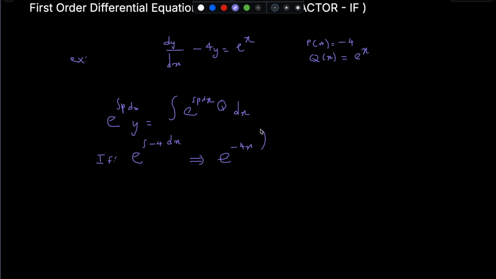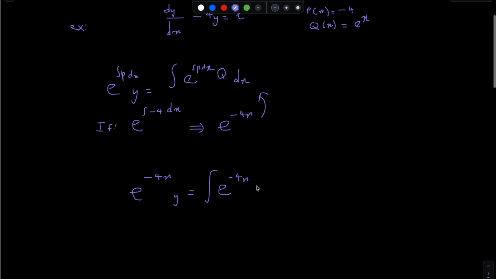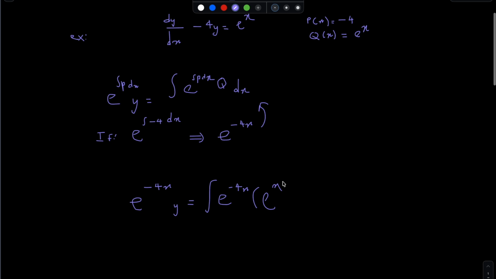We then substitute this into the general notation. The integrating factor will be e to the power -4x, so e to the power -4x times y is equal to the integral of e to the power -4x multiplied by Q, which is basically e to the power x, dx, and do not forget the plus c of course.